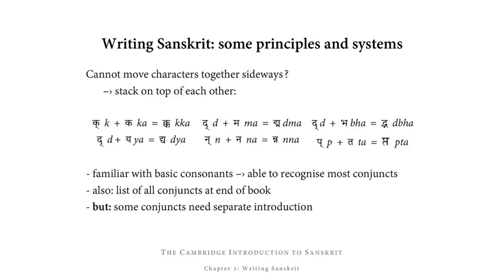If you want to combine two consonants, but you cannot move characters together sideways, then you can simply stack them on top of each other. So I've given you a couple of examples here. If you have two Ks, for example, in the word for dog, which is kukurach, then the two Ks would simply be stacked on top of each other. If you have dm, then you do the same thing.